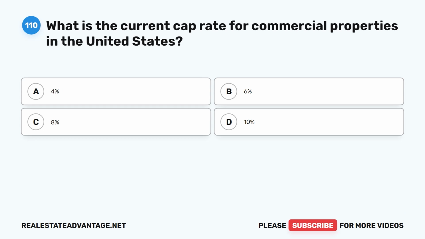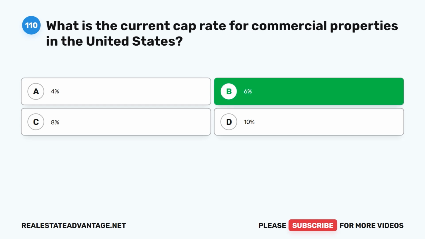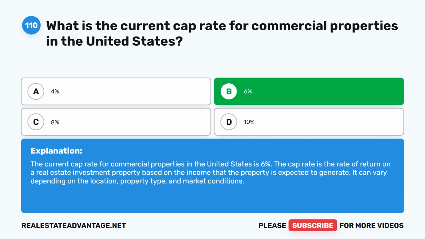Question 110. What is the current cap rate for commercial properties in the United States? A. 4%, B. 6%, C. 8%, D. 10%. The correct answer is B, 6%. The current cap rate for commercial properties in the United States is 6%. The cap rate is the rate of return on a real estate investment property based on the income that the property is expected to generate. It can vary depending on the location, property type, and market conditions.